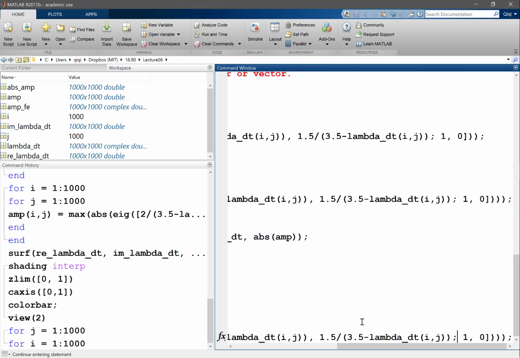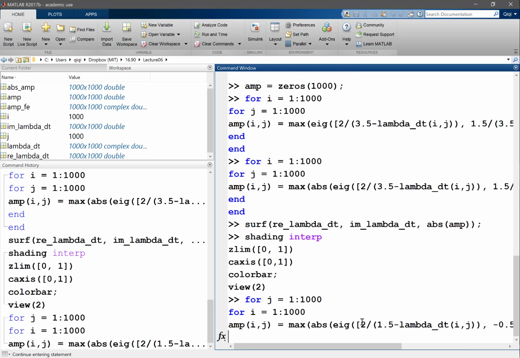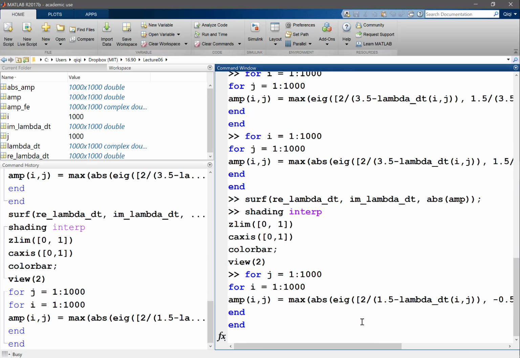Amplification factor. Now I have two different matrices. A different matrix. The first term is now 1.5 minus this. The second one is minus 0.5 divided by 1.5 minus that, right? Okay. So all that. Did you get the same thing?